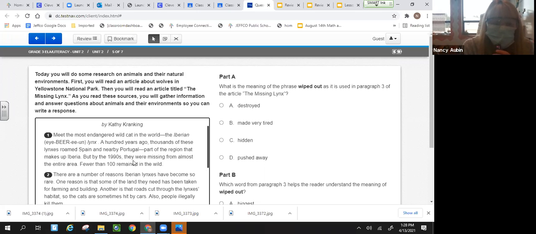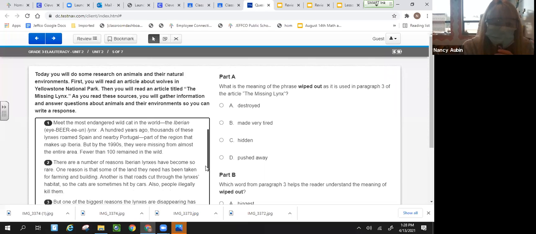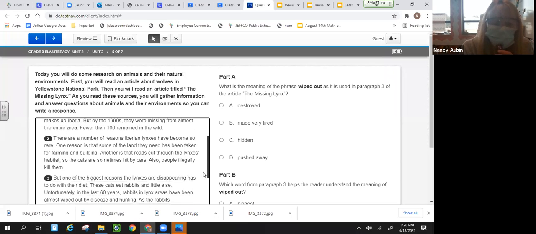But by the 1990s, they were missing from almost the entire area. Fewer than 100 remained in the wild. There are a number of reasons Iberian lynxes have become so rare. One reason is that some of the land they need has been taken for farming and building. Another is that roads cut through the lynx's habitat, so the cats are sometimes hit by cars. Also, people illegally kill them. Now, it's important you read that ill at the beginning because that changes it from legal to not legal, right? Because that ill meaning not, so illegally killing them. That means you're not supposed to.